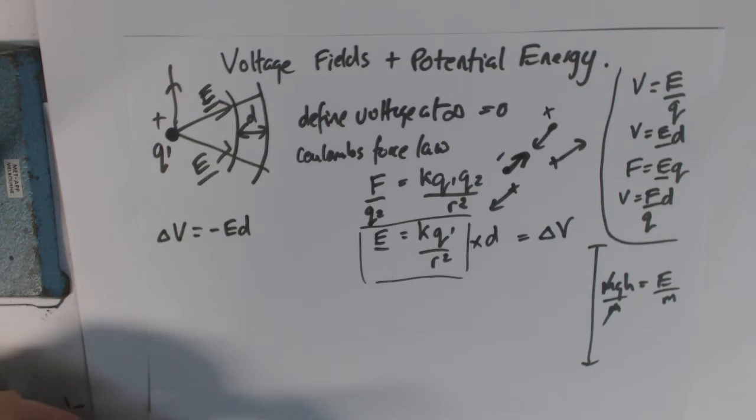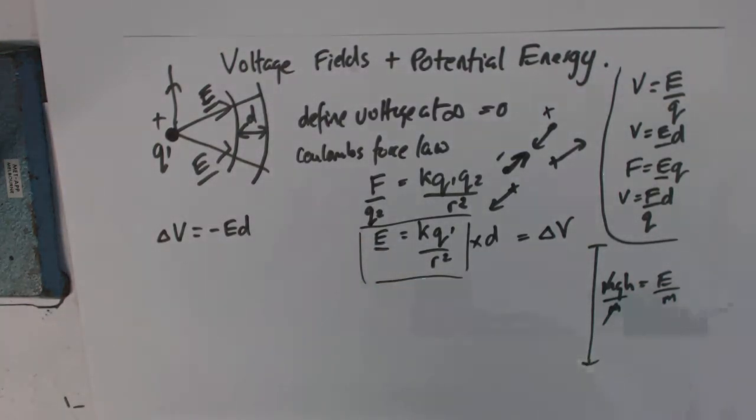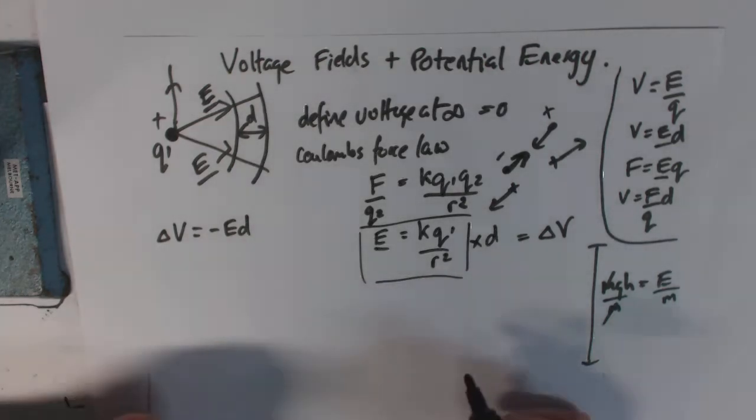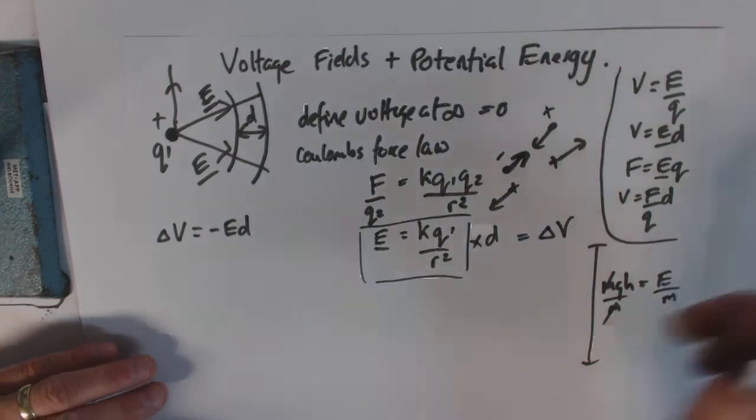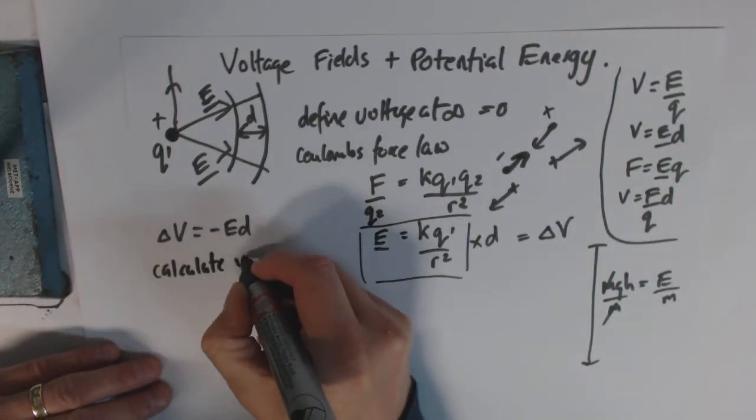So when you've got a function showing the electric field and it changes over R squared, that's going to be an integral you're going to have to do if you're going to work this out. So if we wanted to work out the voltage at a certain point, so calculate voltage at point R.